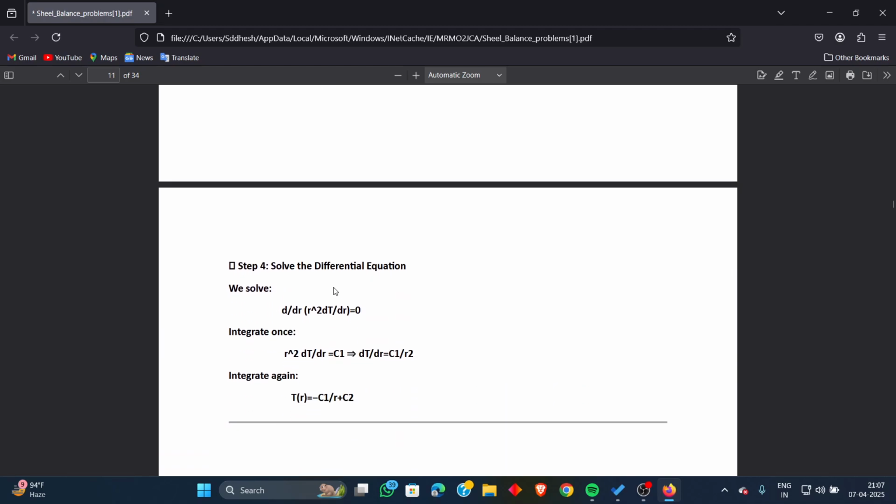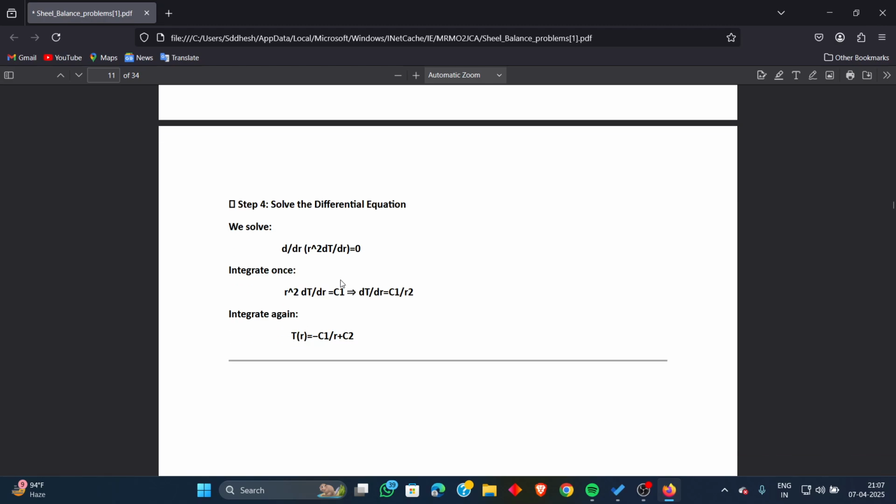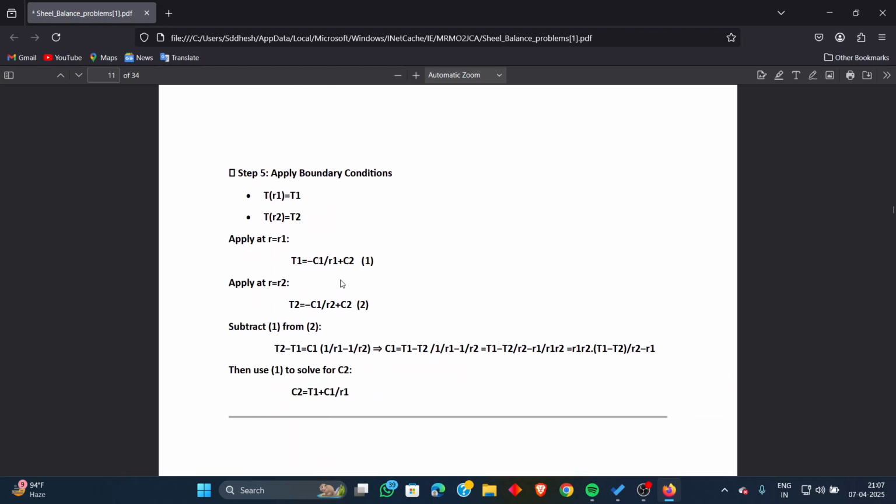Step 4, solve the differential equation. We solve d/dr of r squared dT/dr is equal to 0. Integrate once: r squared dT/dr is equal to C1, so dT/dr is equal to C1 upon r squared. Integrate again: T(r) is equal to minus C1 upon r plus C2. Step 5, this is an interesting one. Apply boundary conditions: T(R1) is equal to T1 and T(R2) is equal to T2.